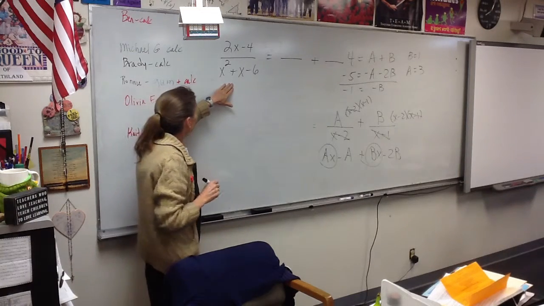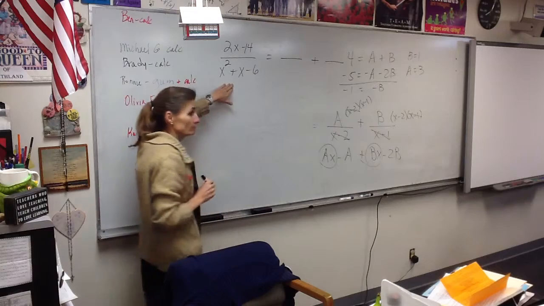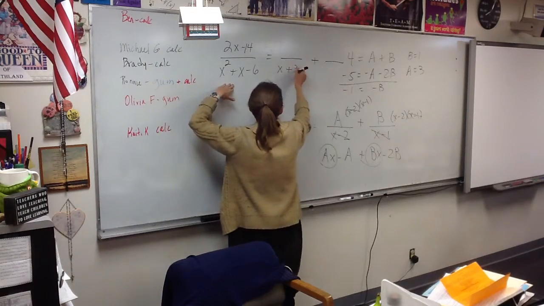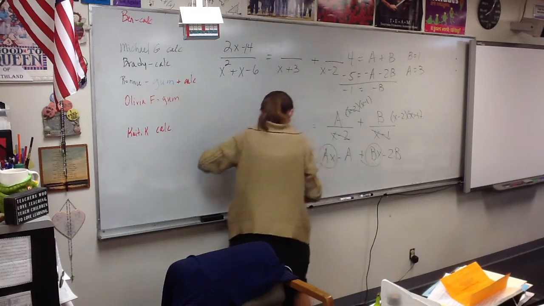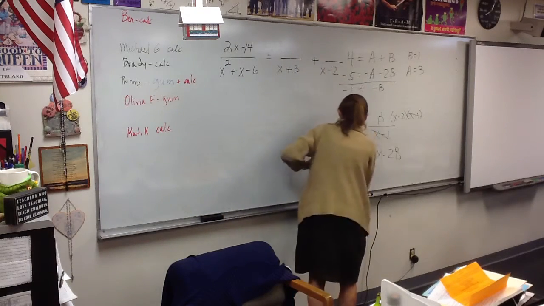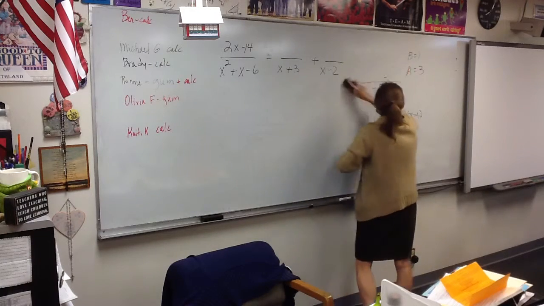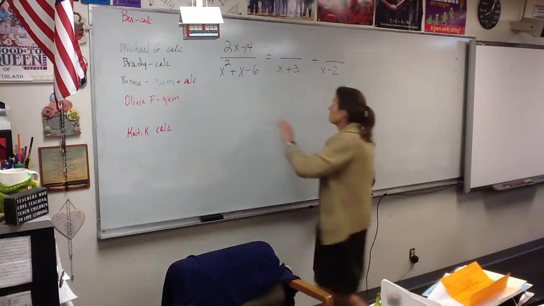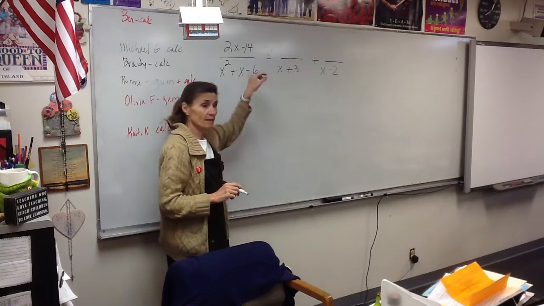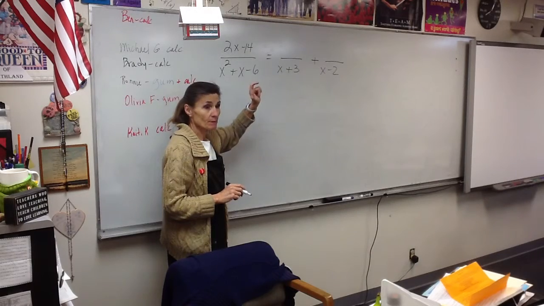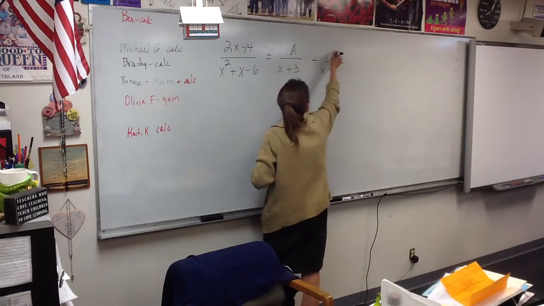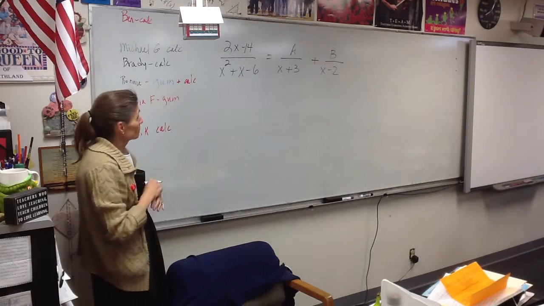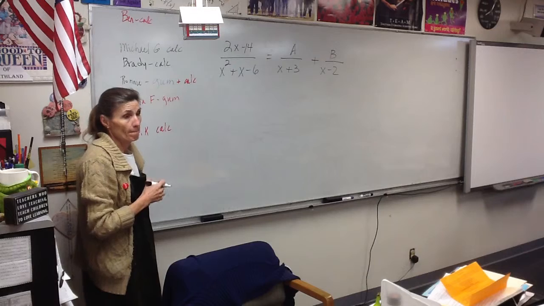It's 14. Oh, thank you. So what will be the two factors? X plus 3, x minus 2? So there are the two individual denominators that would add up to the big denominator, right? So I don't know, I'll call this A and I'll call this B. Now what?